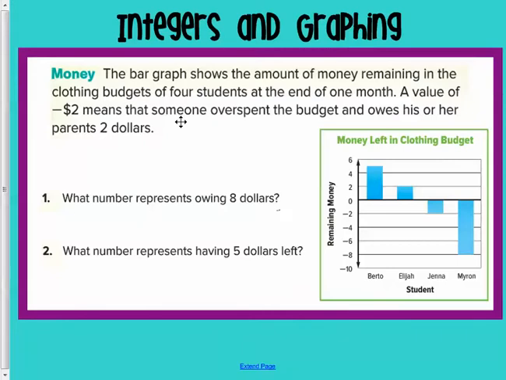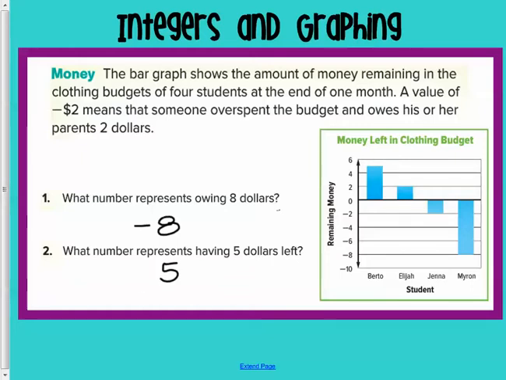Okay, so what if they show us a bar graph? A bar graph, in this case, shows the amount of money remaining in a clothing budget for 4 students at the end of the month. A value of -2 means someone overspent the budget and owes his or her parents $2. So what does owing $8 look like? A -8. What is having $5 left like Berto has? Looks like a +5.